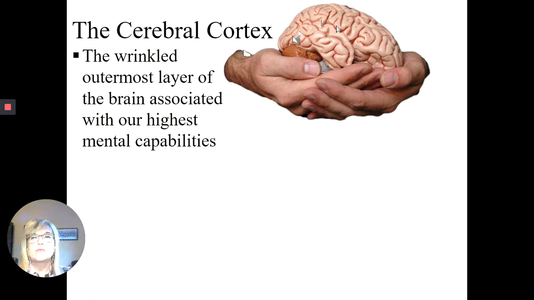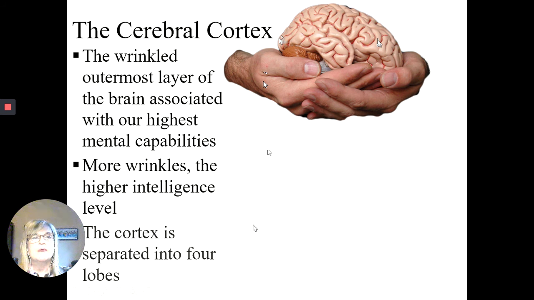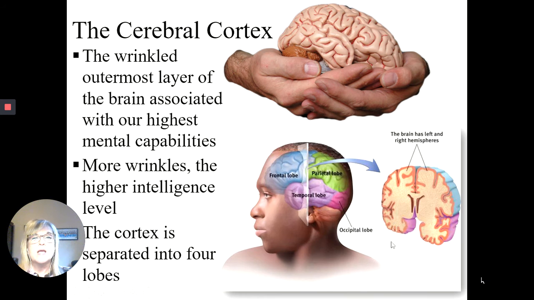So the cerebral cortex is this wrinkled outer layer of the brain, and it's actually associated with our highest level of mental capabilities, thinking and learning. All sorts of important things occur in this cortex. And the more wrinkles the cortex has, the higher the intelligence level of the animal or the person. The cortex is separated into 4 different lobes.